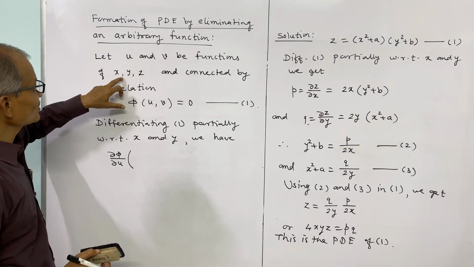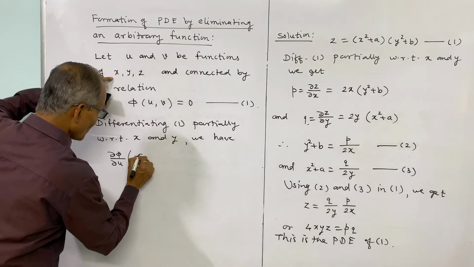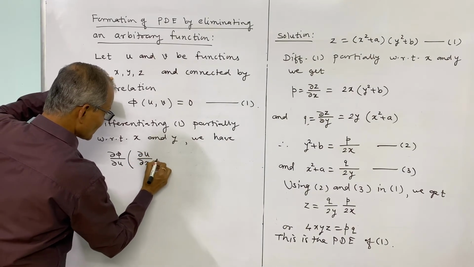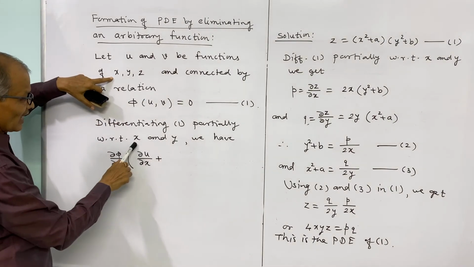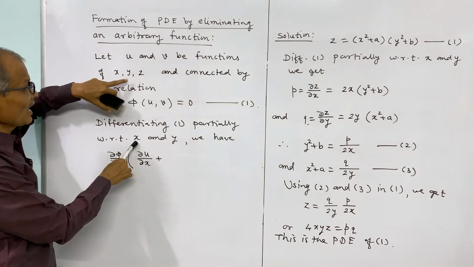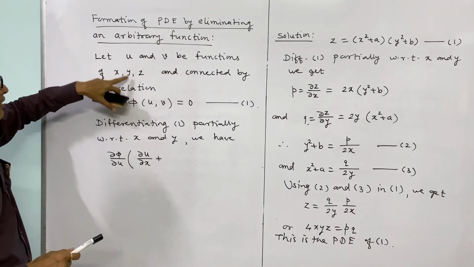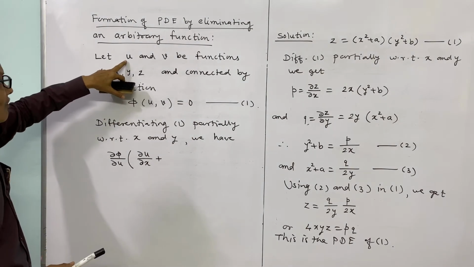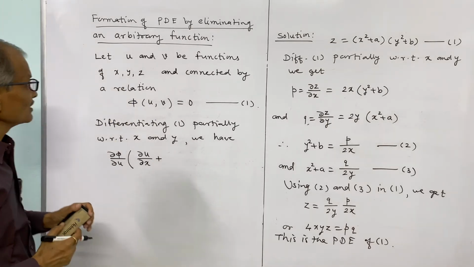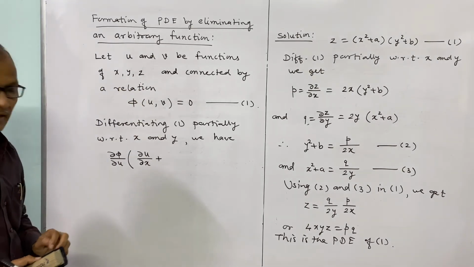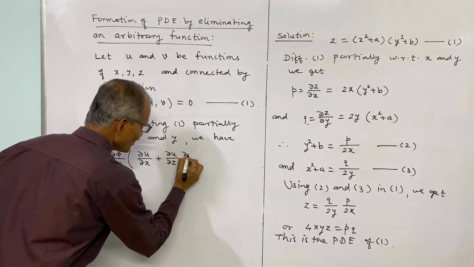But you see, u is a function of x, y, z, and therefore the derivative of u with respect to x will be ∂u/∂x plus, and u is not a function of x only, it is a function of y and z also. But when we are differentiating partially with respect to x, y is to be treated as constant. So that means here that the derivative ∂u/∂y will be 0. But we have to differentiate u with respect to z, because z is a dependent variable, z is again a function of x and y, and plus this will be ∂u/∂z into ∂z/∂x.